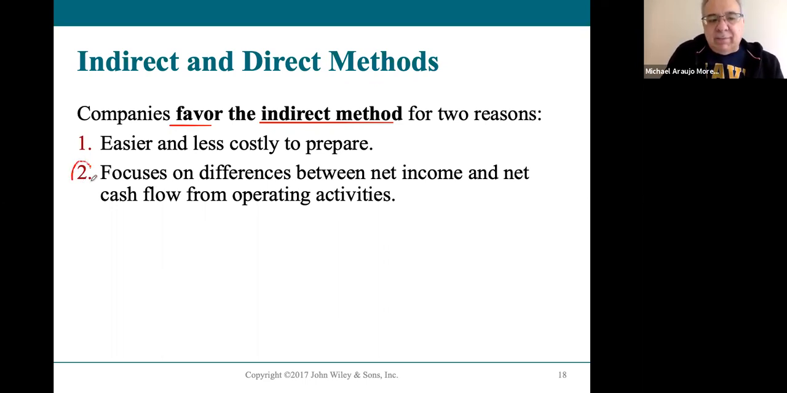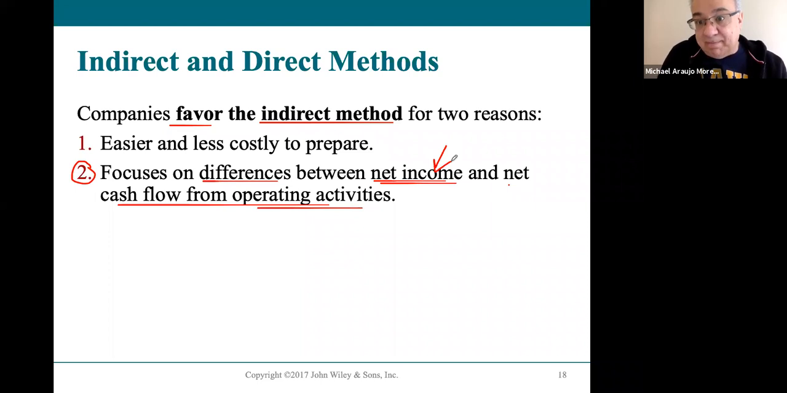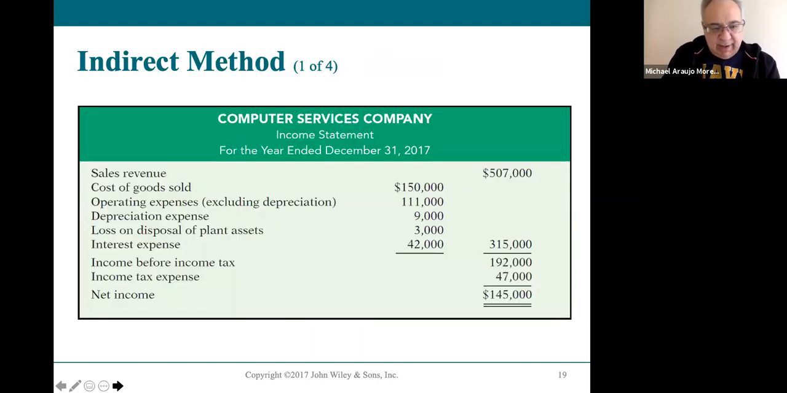And go back to step 1. It focuses on the difference between the net income of the company and the net cash flow that comes from the operating activities. Remember, net income we get from the income statement. That's why we need the income statement to understand the cash flow from operating activities, because operating activities tend to revolve around revenue and expenses. So this is going to be part of that step 1 that we're going to be learning, in fact, should be learning right now.